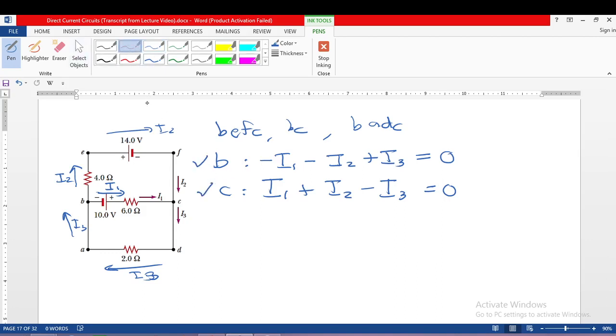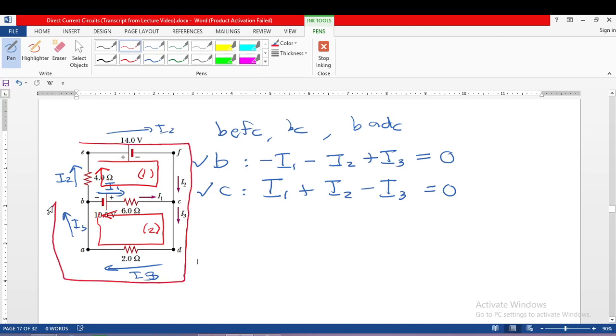Next, you have to provide the loop. Since no loop is assigned here, we assign it. It's either clockwise or counterclockwise. For loop BEFCB, I will assign a clockwise direction. I have here 3 loops. I can assign this one as loop 1, this one as loop 2, and the outer one I will put as clockwise direction, as loop 3.